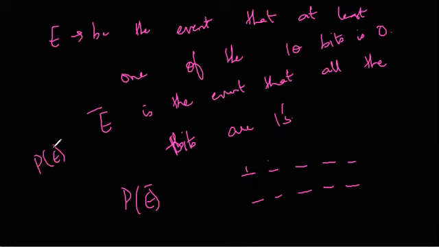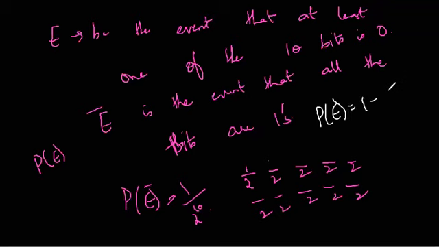So P of E bar is given as 1 by, how many total ways are there to fill the string? The total number of ways will be 2 ways for each bit. We already studied this in permutations. So the total number of ways will be 2 power 10, which is the product rule. So P of E bar is given as 1 by 2 power 10. What will be P of E? P of E will be given as 1 minus P of E bar, which is 1 minus 1 by 2 power 10. You can either solve it or keep it as it is. This is the solution for the problem.